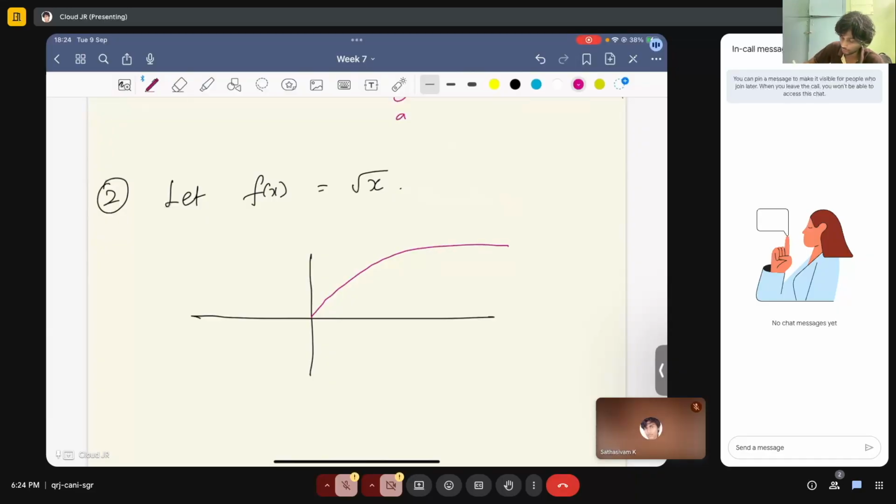Now what we are going to do is rotate the square root of x along the x-axis. So that generates a region. And if you want me to draw it, I can draw it. It goes something like this.